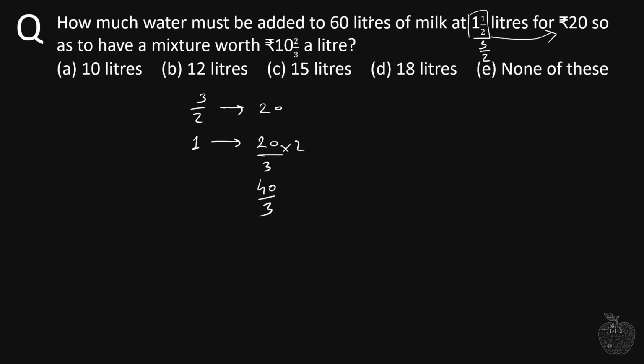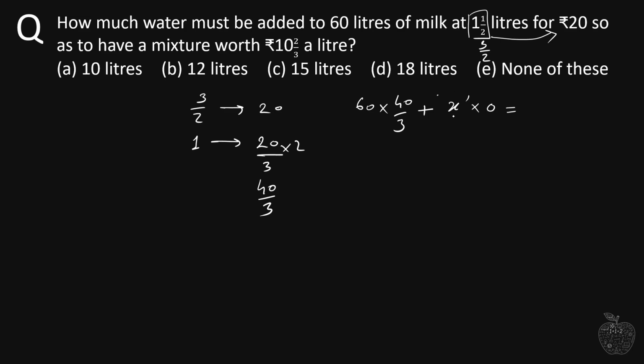Alright, now 60 liters of milk is there. So 60 liters of milk is bought at 40/3 rupees per liter. And in this, how much water must be added? So let's assume that X liters of water is added and water is assumed to be free, so water costs 0 rupees. So 60 liters of milk is bought at 40/3 rupees per liter, and in this, X liters of water is added, which is assumed to cost 0 rupees.